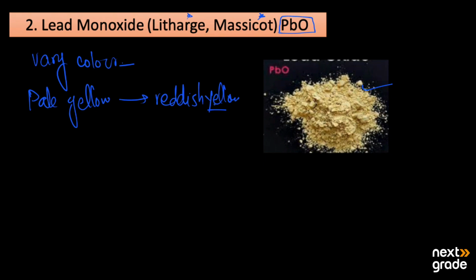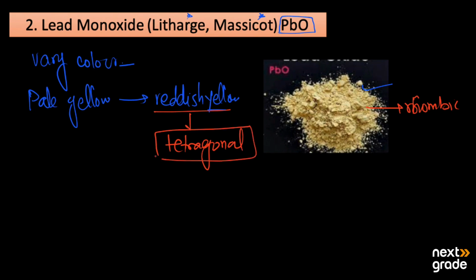Basically, we have two forms. The first, the yellow form, forms a rhombic structure, and the red or reddish yellow one has a tetragonal structure. So on the basis of the arrangement of atoms in space, they have two types, the pale yellow and the reddish yellow. One has a rhombic shape and the second has a tetragonal form. Basically, what are its properties?